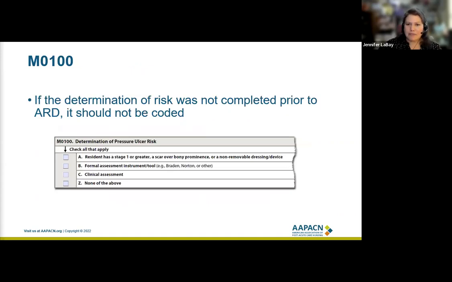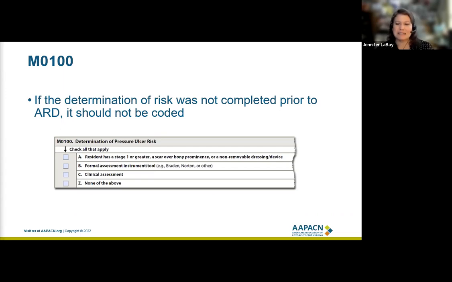M0100, MDS completion is based on a fixed observation period ending with the assessment reference date. If the determination of risk was not completed prior to the assessment reference date, it would not be coded here. So we're looking at the different items that would put the resident at risk for skin breakdown. If they already have a stage 1 or greater wound, or a scar over a bony prominence, or a non-removable dressing or device, they're already at risk because they've already got the wound. They potentially already had one because there's a scar there, and who knows what's underneath that device.